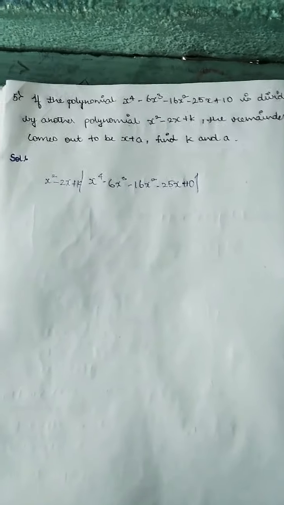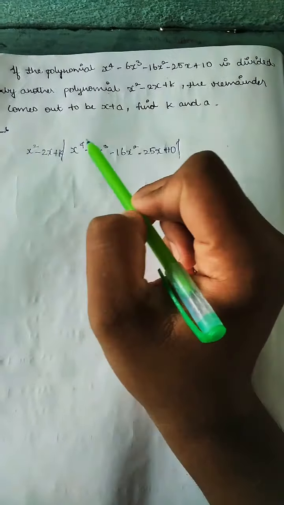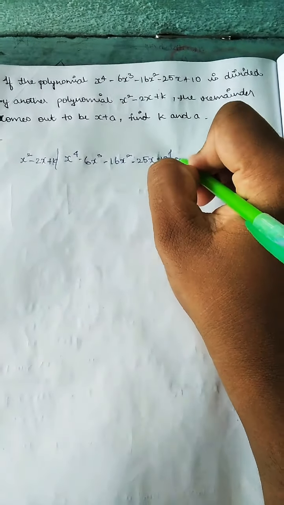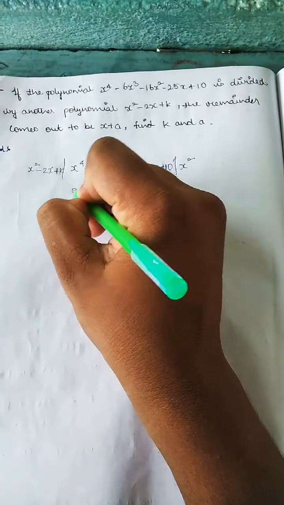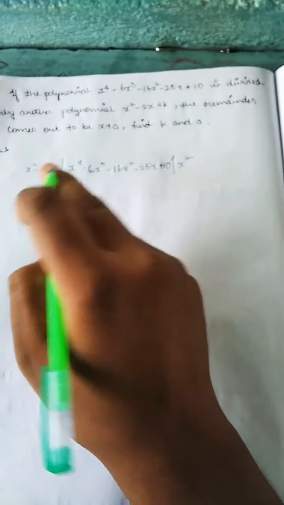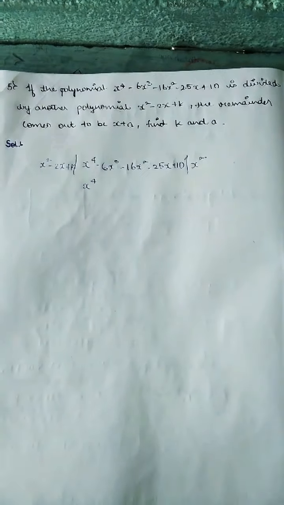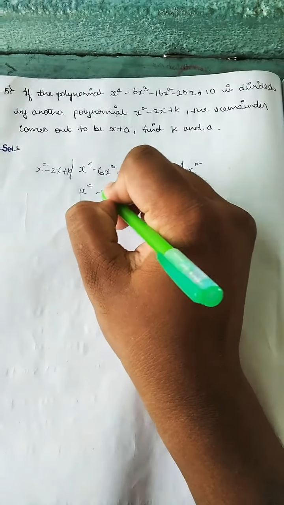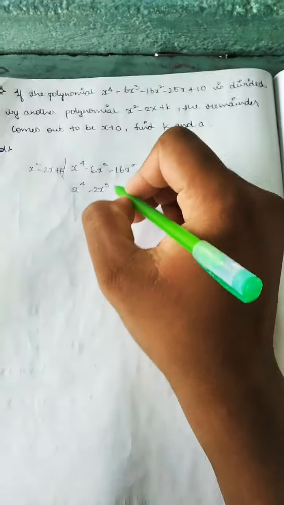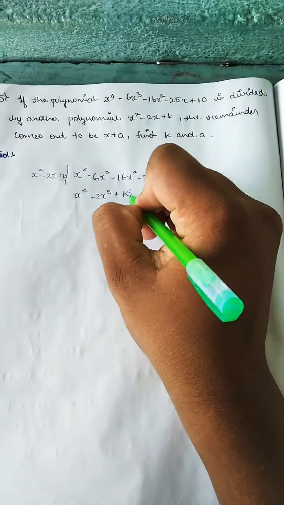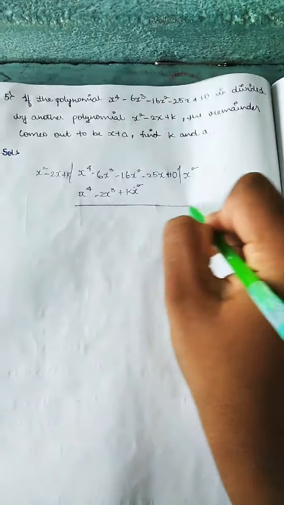First of all, x square into x square is x power 4, and minus 2x into x square is minus 2x cube. Then k into x square is kx square. So now we will subtract.